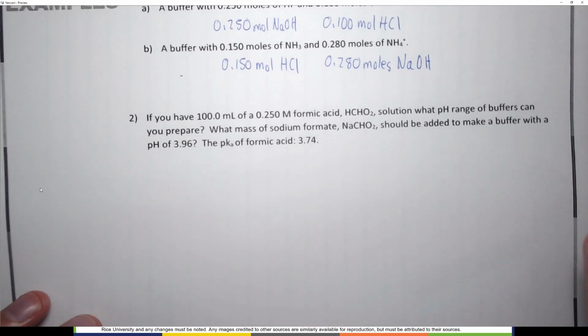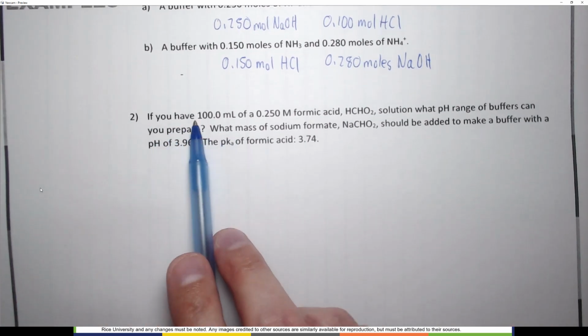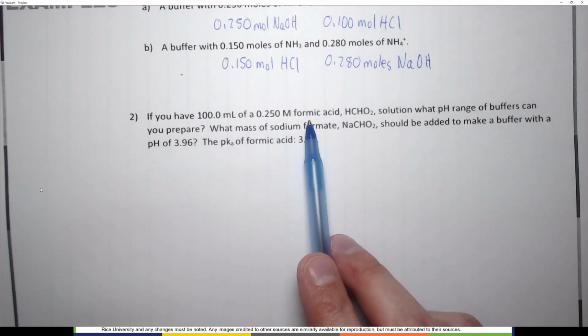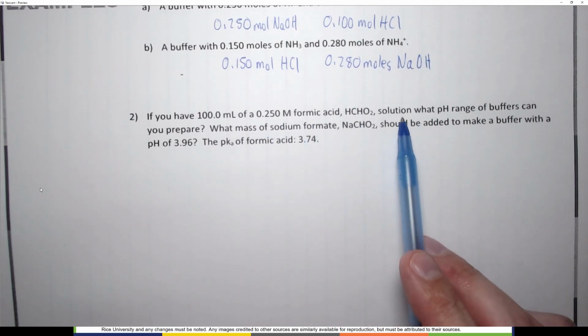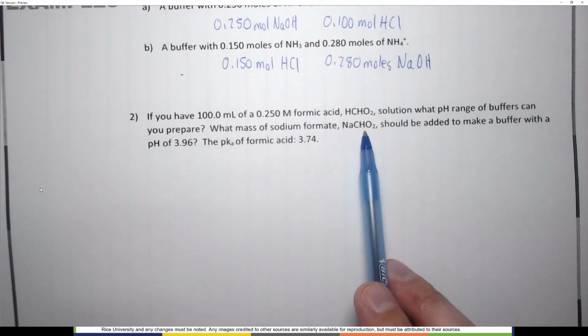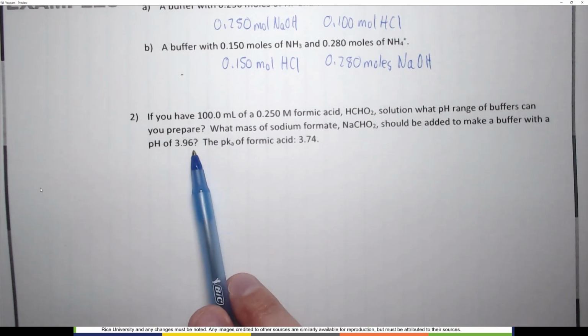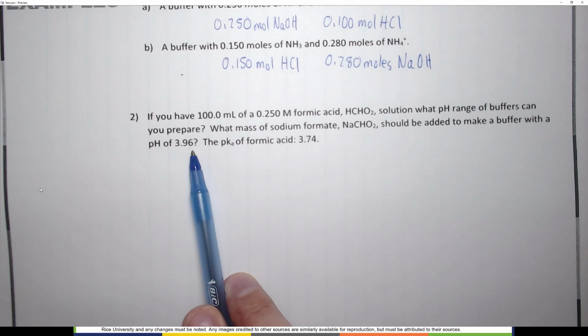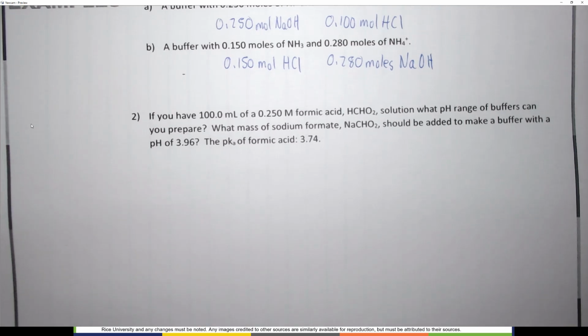Last question. It says, if you have 100 milliliters of a 0.25 molar formic acid solution, what pH range of buffers can you prepare? What mass of sodium formate should be added to make the buffer with a pH of 4.96?